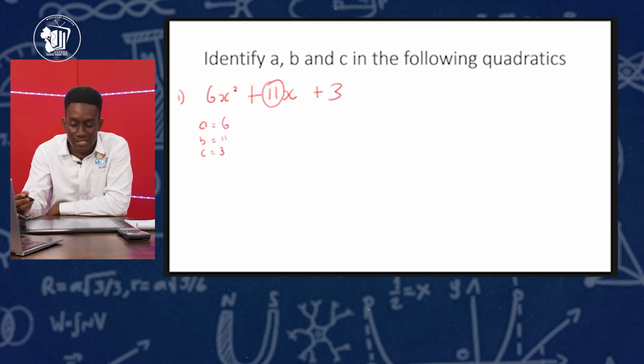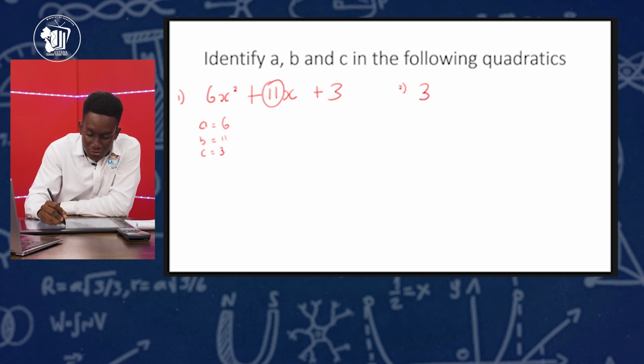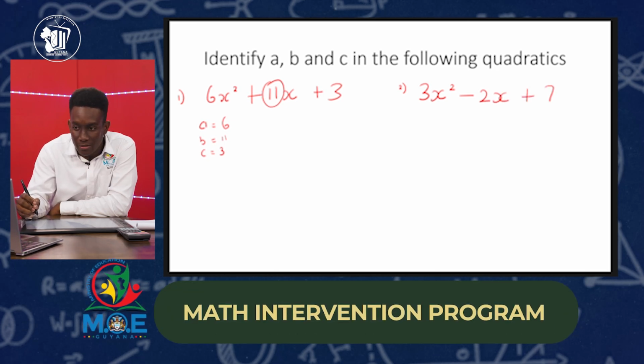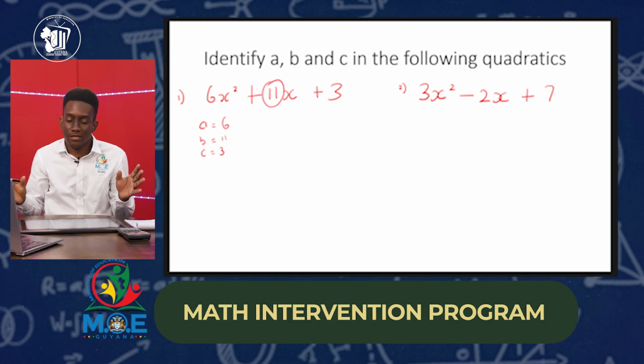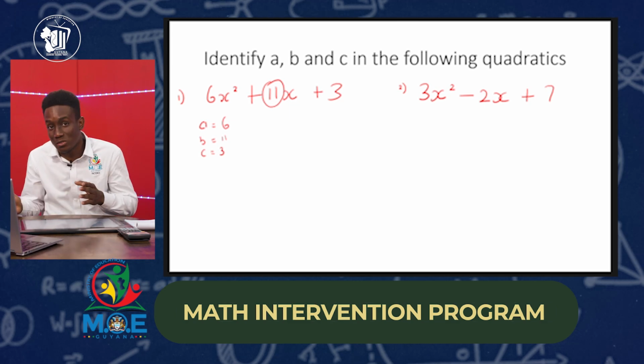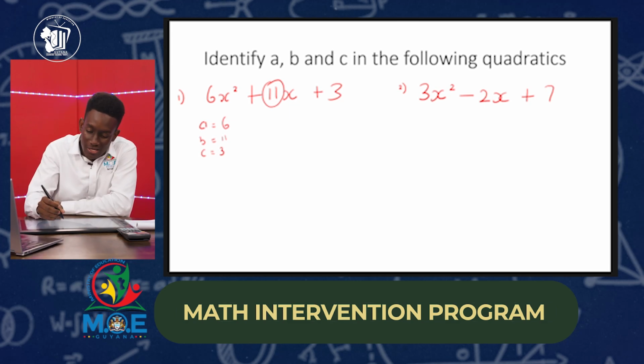So let's look at another example. Let's say we have 3x squared minus 2x plus 7. Of course, we see A is the number in front of the x squared term. So A in this example will be 3.